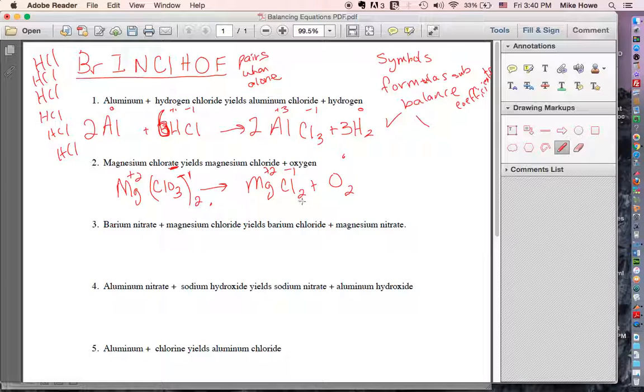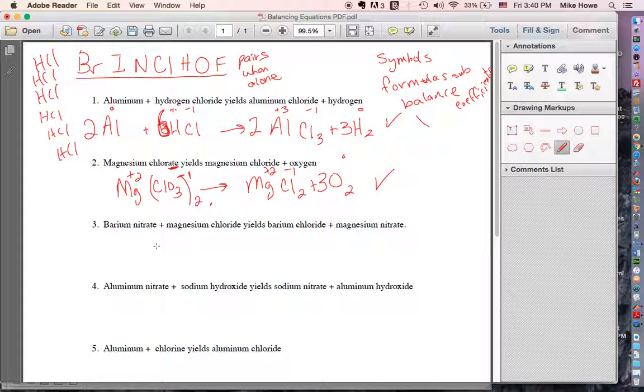So we're good. How many oxygens are here? And there are 2 outside the parentheses, but there are 3 inside the parentheses. So what is 2 times 3? So that would be 6. So on this side, I need to multiply 2 by something to get 6. So if I put a 3 there, we've now completed that one.